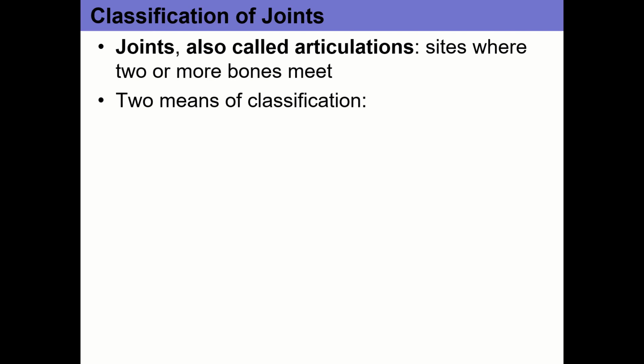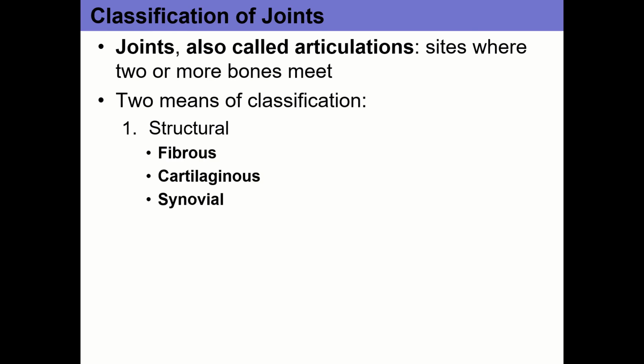As mentioned, joints are the intersection of two or more bones, and they are also called articulations. The two can be used synonymously. In terms of the ways to classify joints, the first way is to classify them based on structure. So what do they look like, and what physical structures are there? Is there joint space? Is there not? Are there fibrous sheets that connect the two bones? Are there cartilage plates that connect the two bones, or are there not? In a structural classification, we are describing a joint based on the structures that are present.